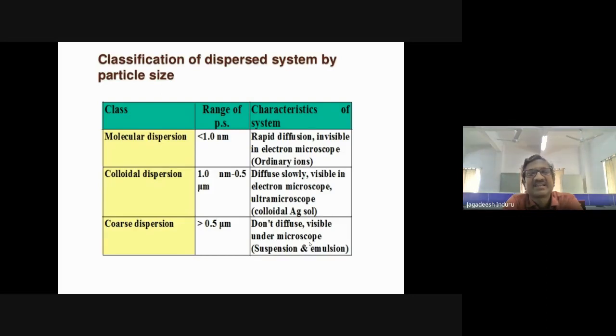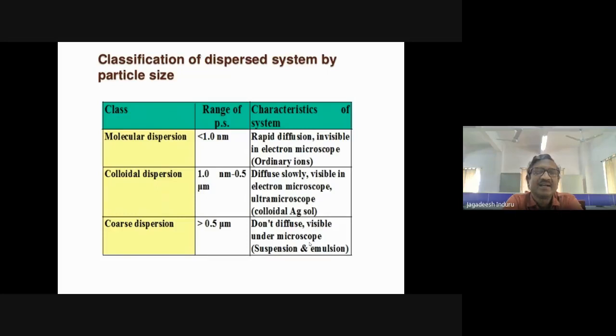So this classification of dispersions based on the particle size is going to give us a broader category of how to handle these systems. So if I'm making any one of these systems, we need to keep in mind in the pre-formulation itself: what is my aim of doing this particular formulation as a disperse system? Either I need to make it a molecular dispersion, colloidal dispersion, or coarse dispersion. I need to decide first.